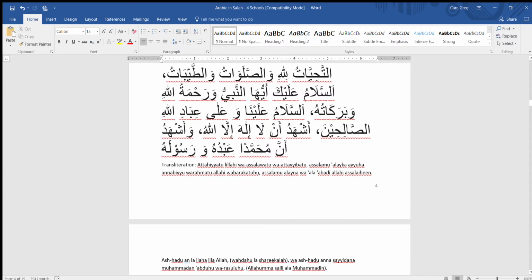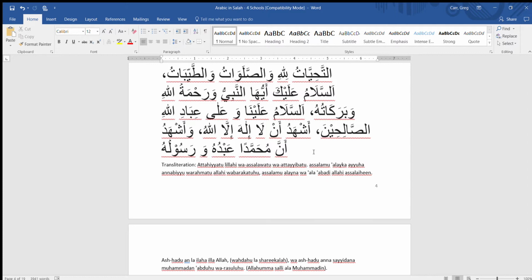Ashhadu, I bear witness, an, that, la, negating, there is none, there is nothing. Ilaha, God, God worthy of worship. La ilaha, so there's no God worthy of worship. Illa, except Allah. Ashhadu an la ilaha illallah. I bear witness that there is no God worthy of worship except Allah.